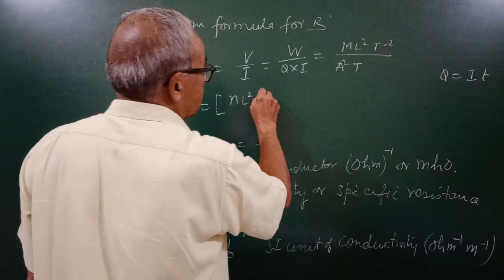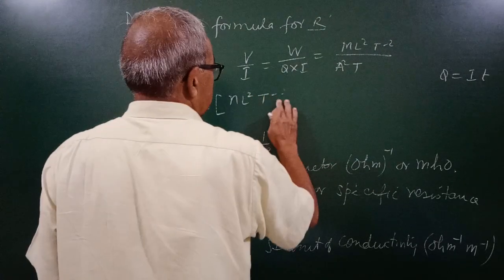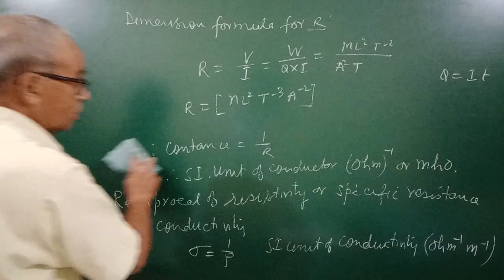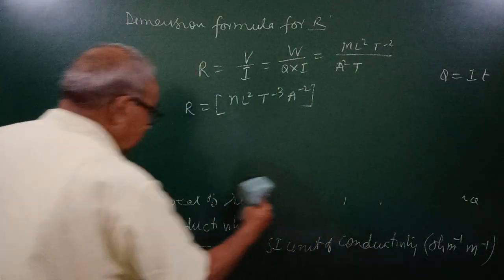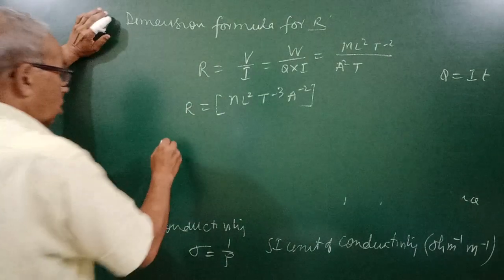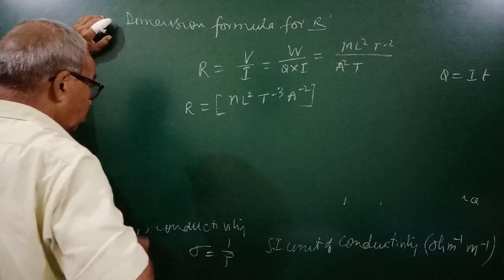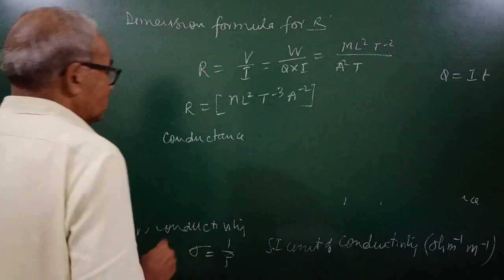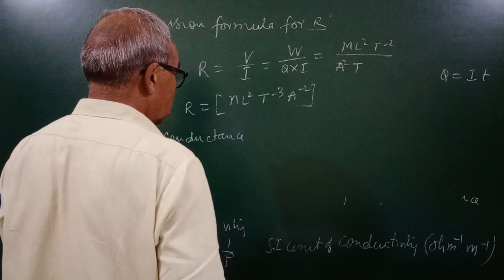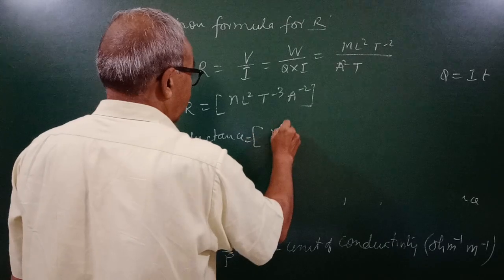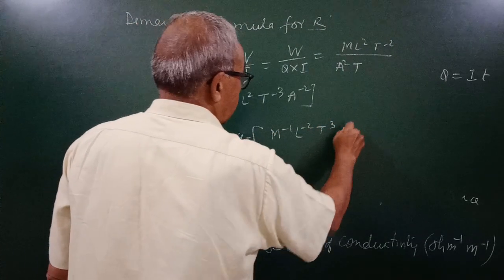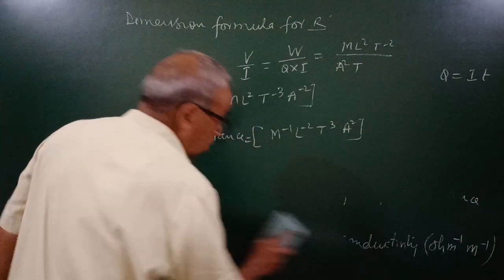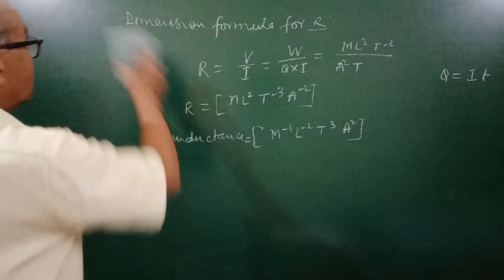ML^2T^-3A^-2. These things are also asked in exams, and similarly conductance will have dimensional formula M^-1L^-2T^3A^2. Now resistivity and conductivity.